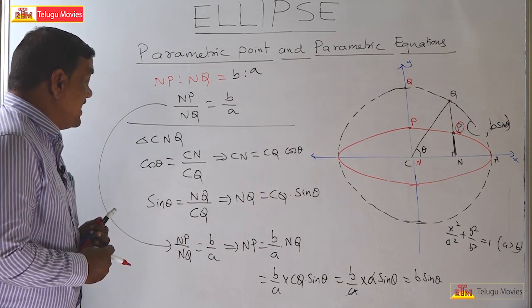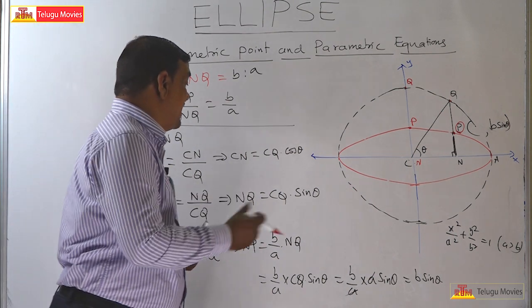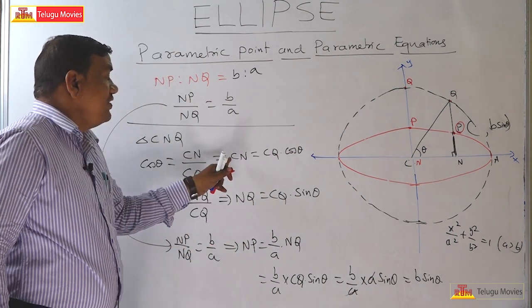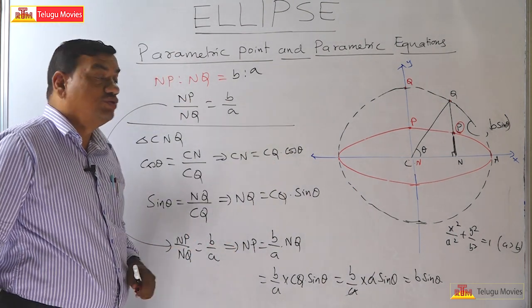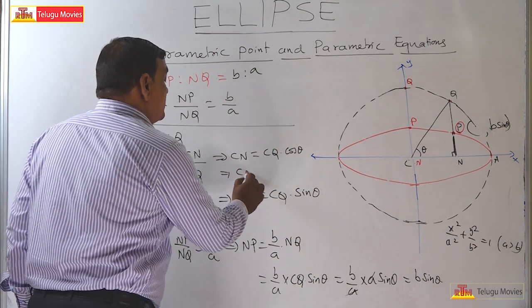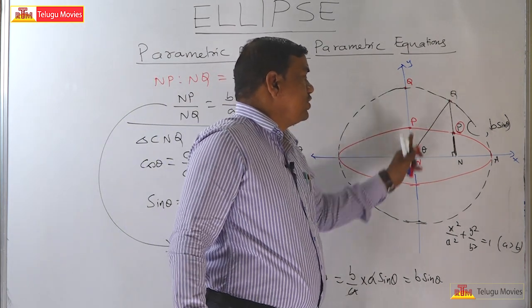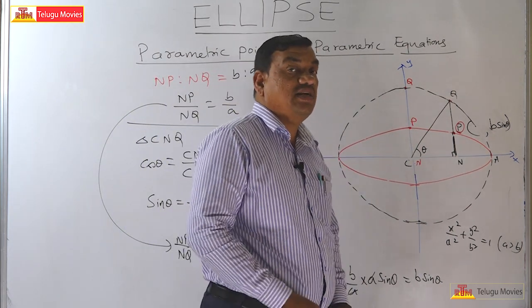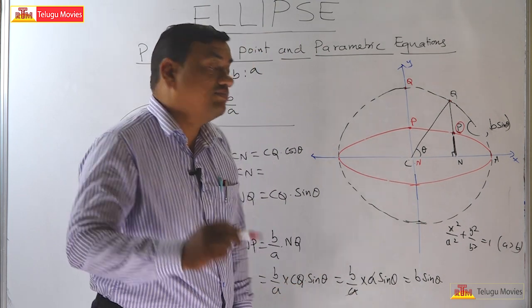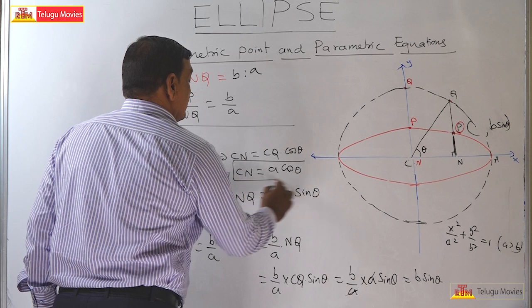Next we will take ON is over, no. Next we will take CN. Here already we got CN is equal to CQ into cos theta. This implies CN is equal to CQ. Means how much here? CQ and CA both lengths are same. Why? Because both are radii of the same circle. That is equal to a cos theta.